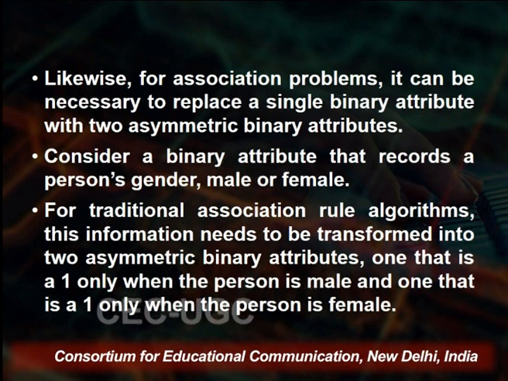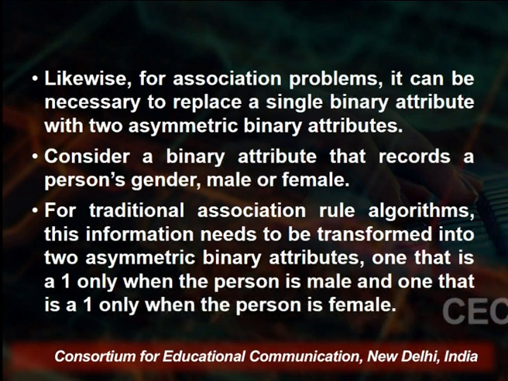Why the fifth? Because for association problems we have to introduce an asymmetric binary attribute wherever there is an asymmetric attribute. Likewise, for association problems it will be necessary to replace the single binary attribute with 2 asymmetric binary attributes. So every binary attribute will be replaced by 2 asymmetric binary attributes, and we will have 1 binary attribute for the asymmetric. So in all there will be 5 binary attributes.